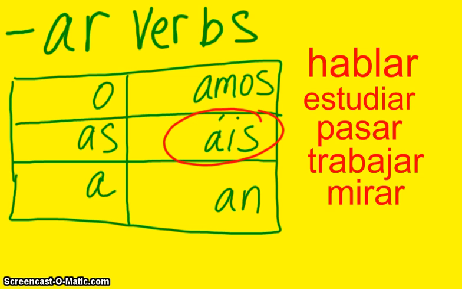Some examples would be hablar, estudiar, pasar, trabajar, mirar. Any of the endings of those would be o in the yo form, as in the tú form, a in the él, ella, and usted form, amos in the nosotros, and an in the ellos, ellas, and ustedes form. For ER and IR ending verbs, we have a slightly different ending pattern.